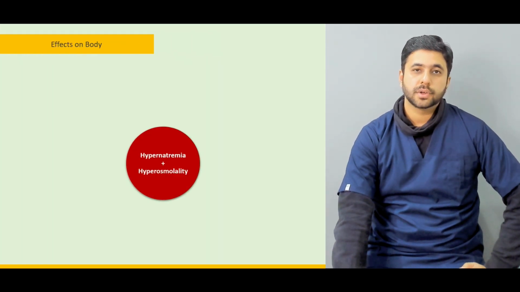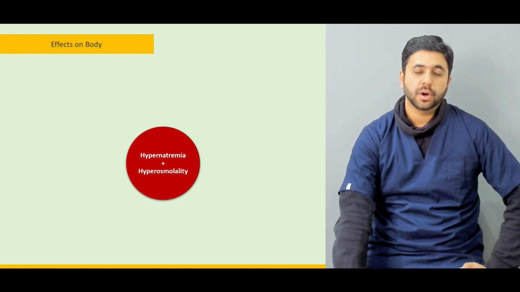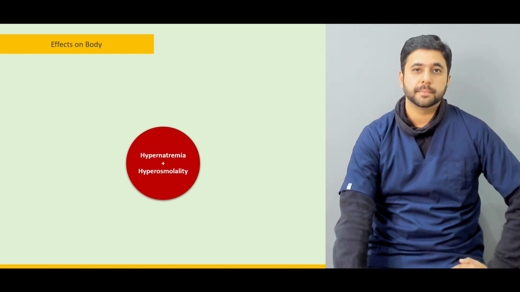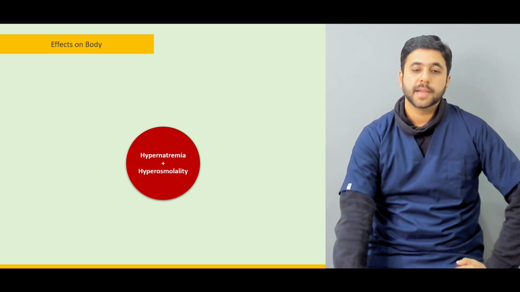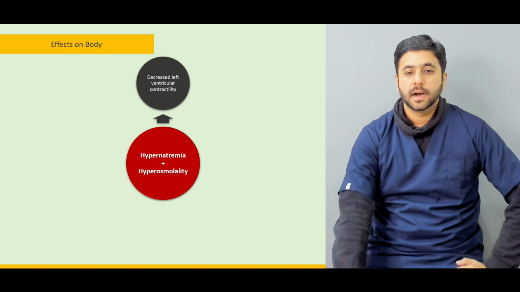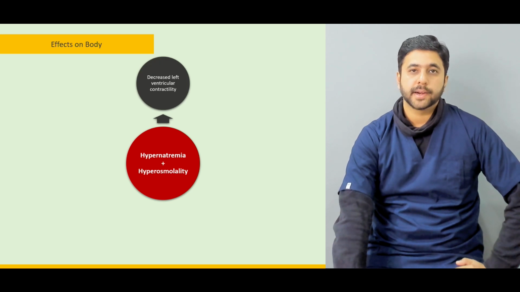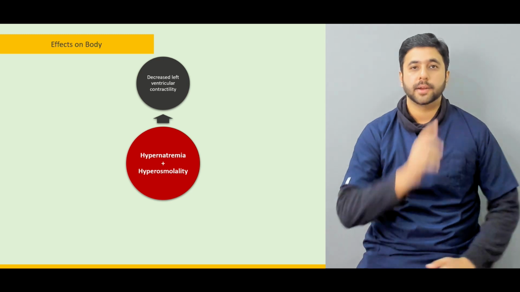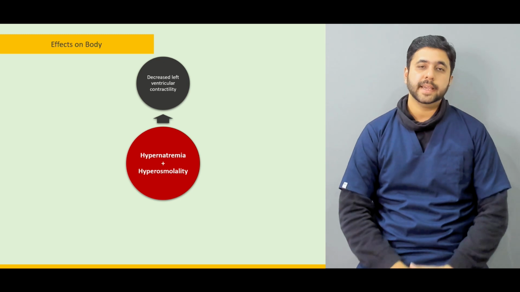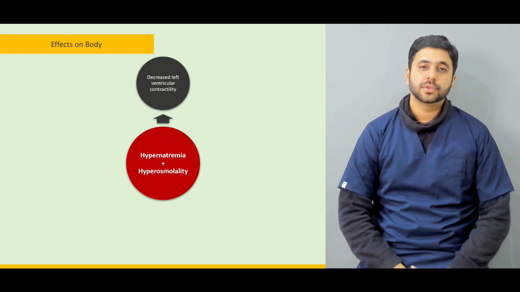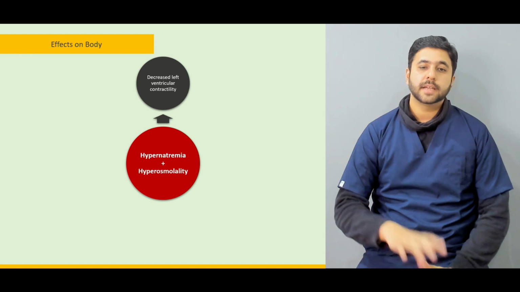Now, continuing our discussion on the effects of hypernatremia on the body, what happens when there is increased plasma sodium concentration, or for that matter, increased osmolality? For example, normal osmolality is about 280 milliosmoles per kg of water. If the osmolality goes above 290 or 295, what happens? There will be decreased left ventricular contractility. As you know, there is a sodium calcium pump in the myocytes that regulates the movement of the sodium in and out of cells and the movement of the calcium. So for that pump to work, there has to be a normal osmolality.